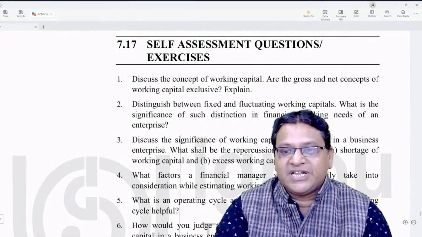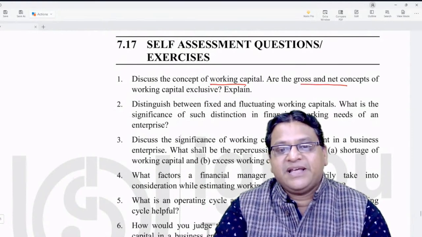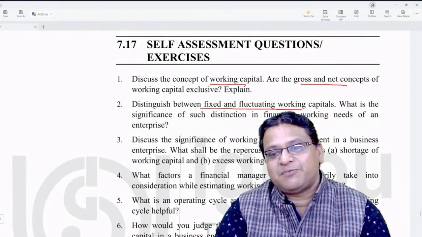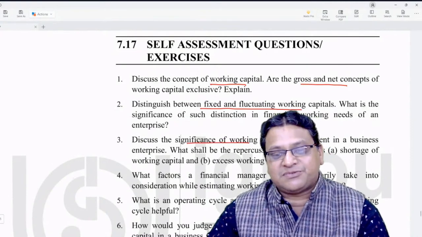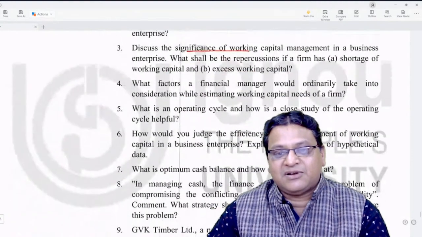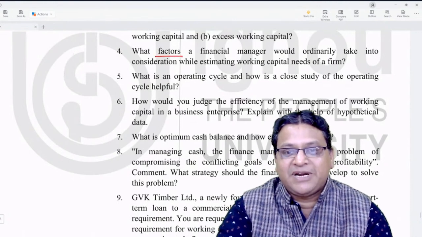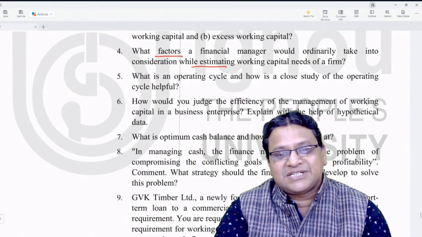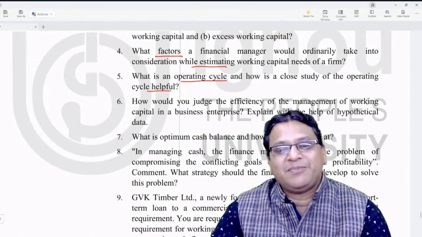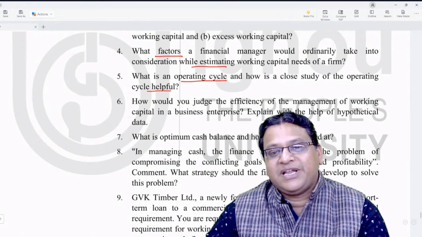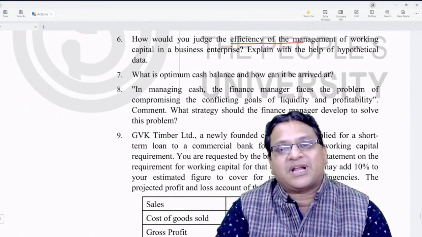First question is, what is working capital? What are the gross and net concepts of working capital? Next, what is the difference between fixed and fluctuating working capital? Next, what is the significance of working capital management? Next, what factors are taken into consideration for estimating the working capital requirement? Next, what is the operating cycle? We have discussed how this is useful in estimating working capital. Next, how do we judge the efficiency of management of working capital?